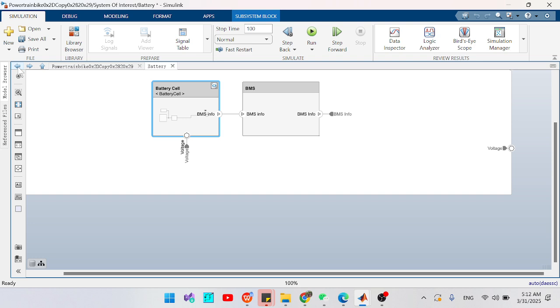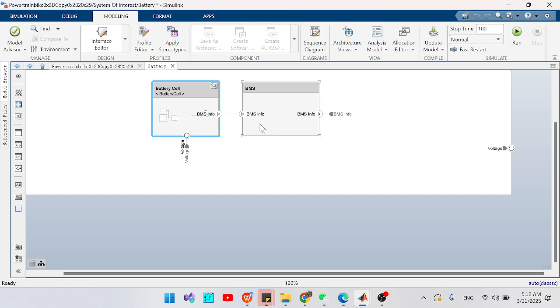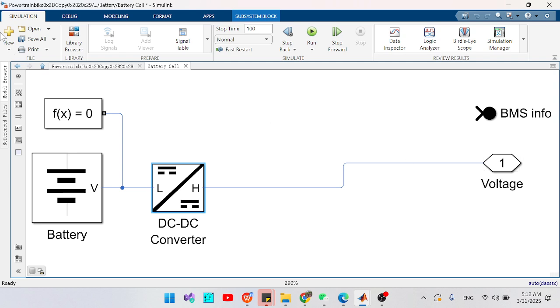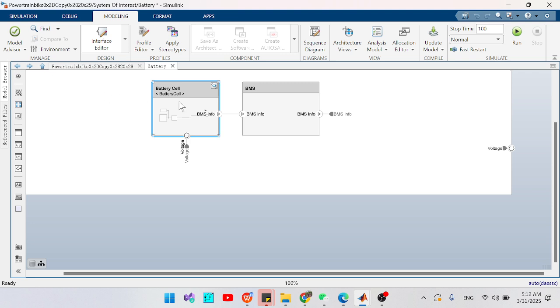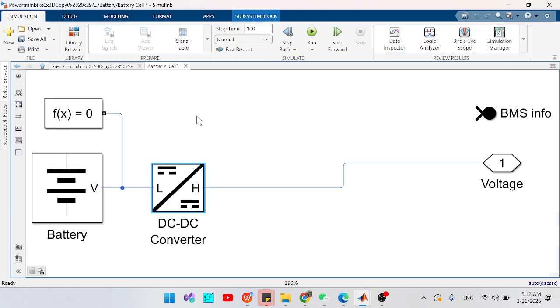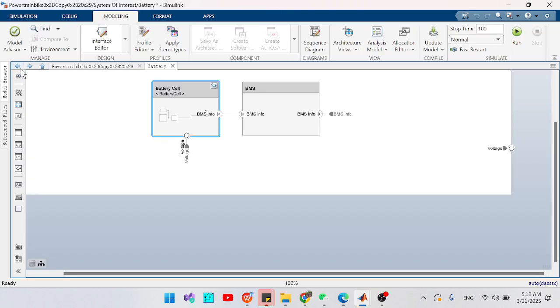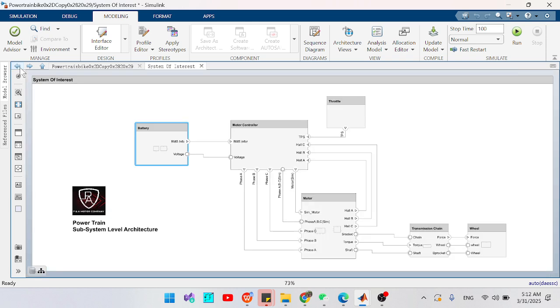So you see the interface voltage is going, and for the voltage interfaces we keep the Simulink voltage interfaces. And as there is no BMS in this model, and it's not in our interest right now, I just keep it. The interfaces are not finished for the BMS, because it's not in our system of interest.